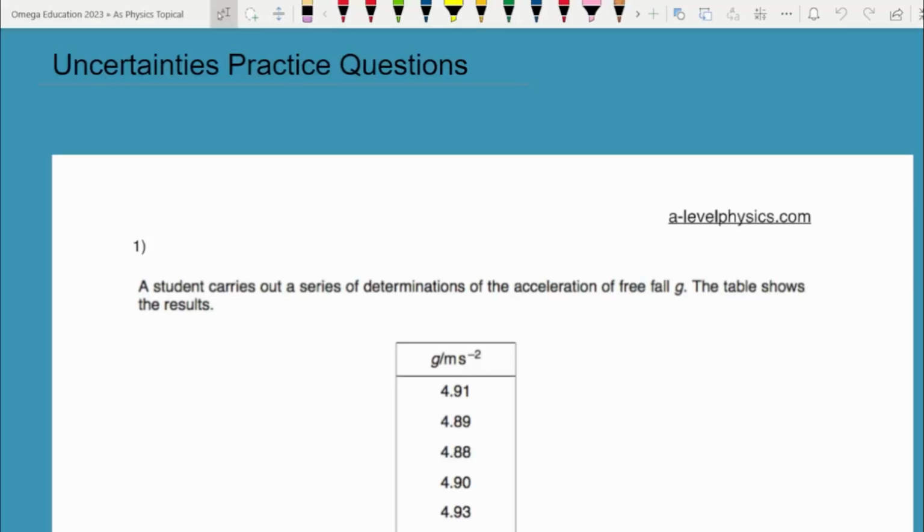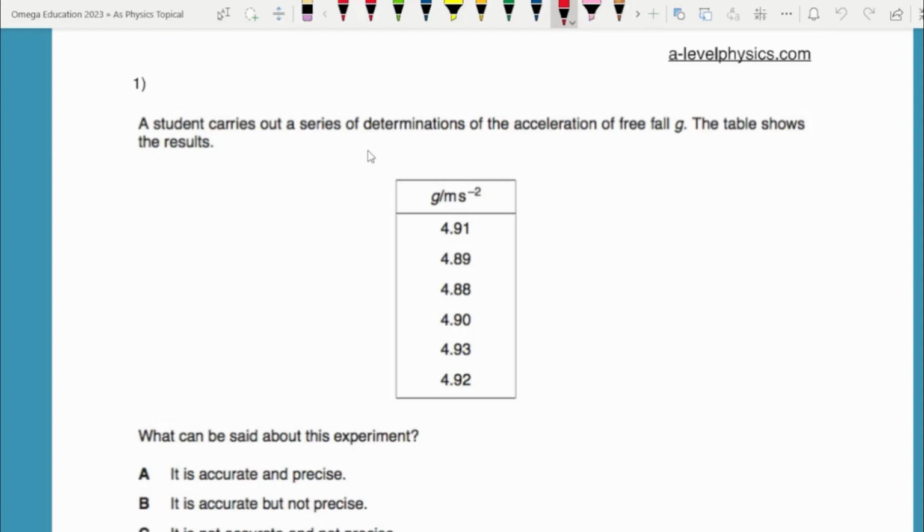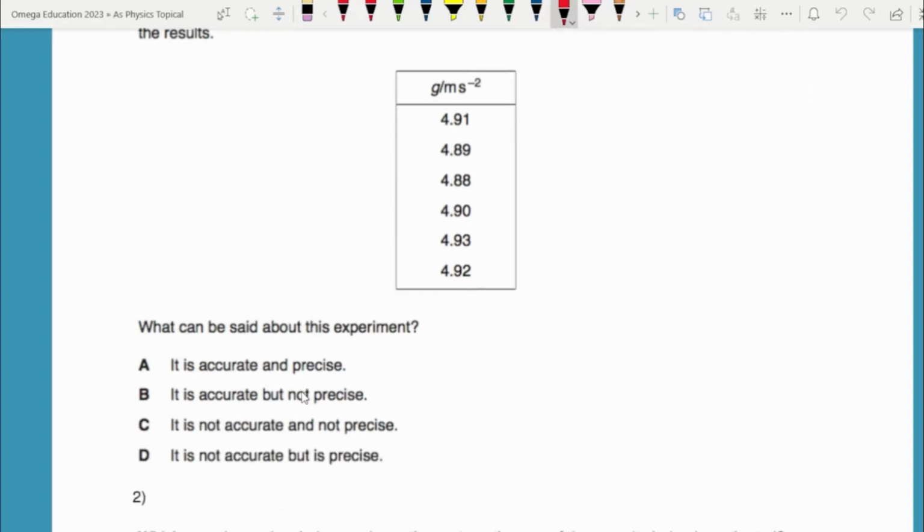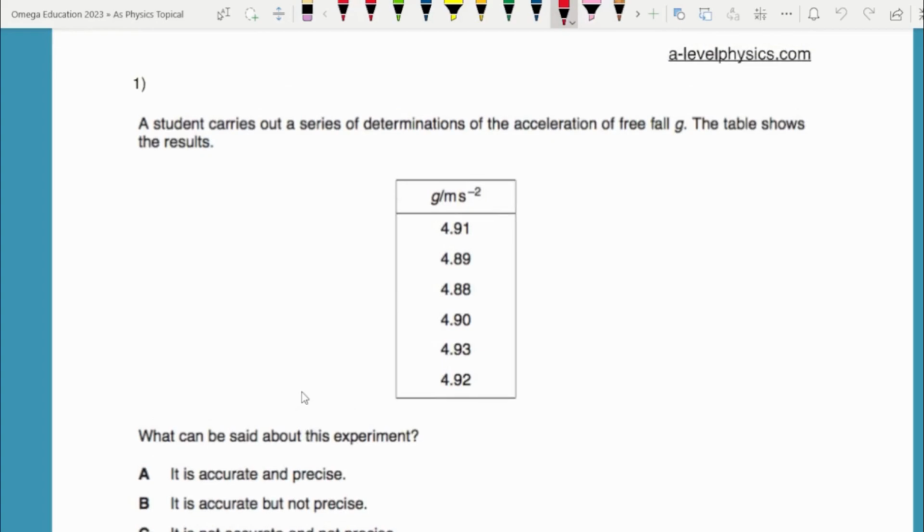So here you have the first one. A student carries out a series of determinations of the acceleration of free fall. The table shows the result. Then you're provided with the values. Okay, what can be said about this experiment? So you have to pick from accuracy and the precision.